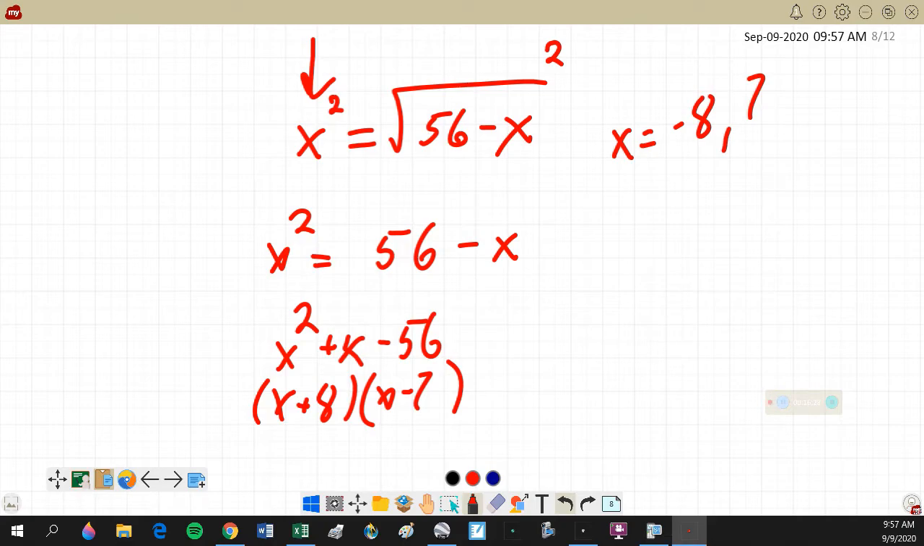So I look back at the original problem. Do any of those create issues? Yes. The -8 gets thrown out. And the answer is just 7. Okay?